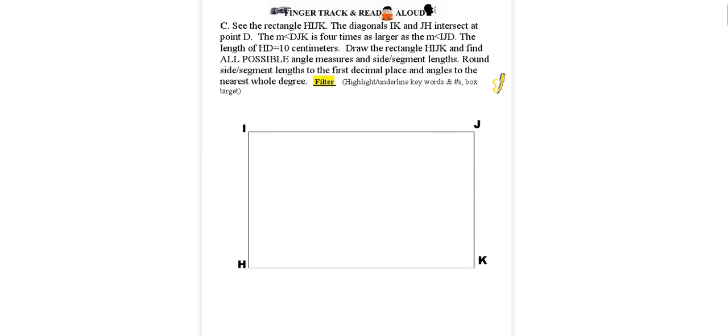See the rectangle HIJK. The diagonals HJ and IK intersect at point D. So you want to draw those in. IK, HJ, and they intersect at D.